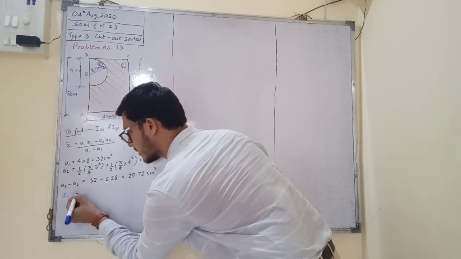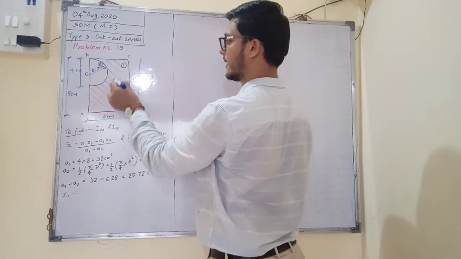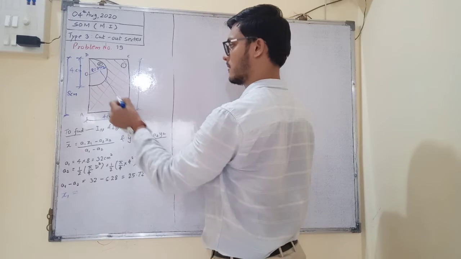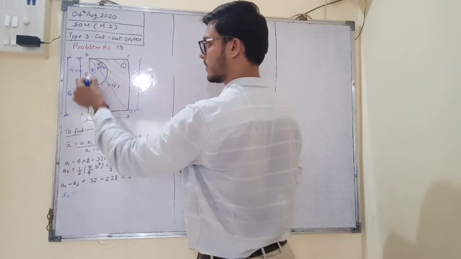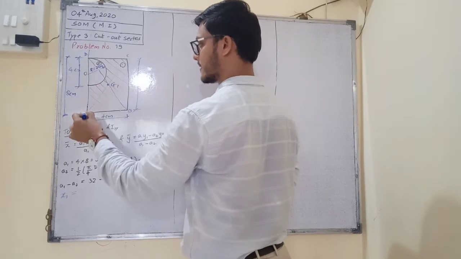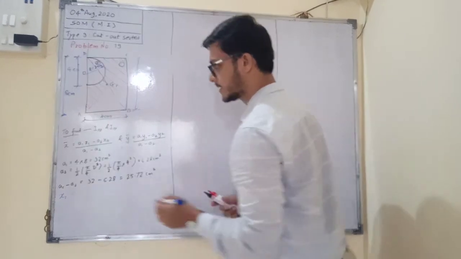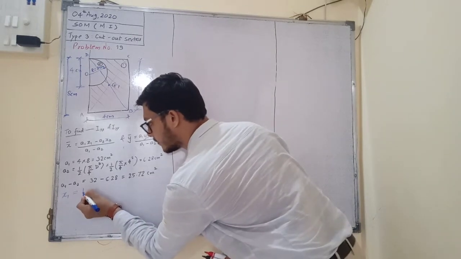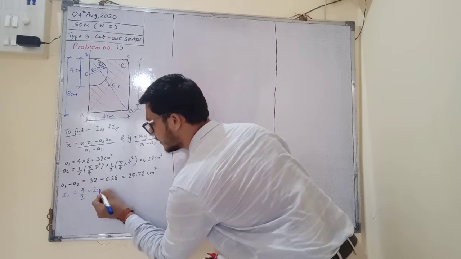x1 will be how much? So x1 will be the G1, where the diagonals of this rectangle meet each other. This is G1. So the horizontal distance from this left reference axis to G1 will be half of 4, that is 2 centimeter. x1 will be 4 by 2, that is 2 centimeter.